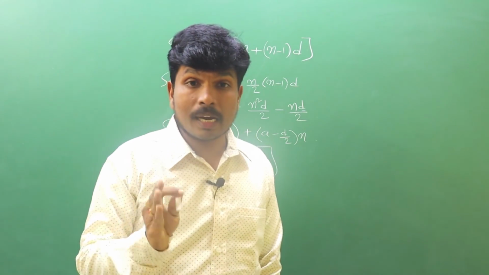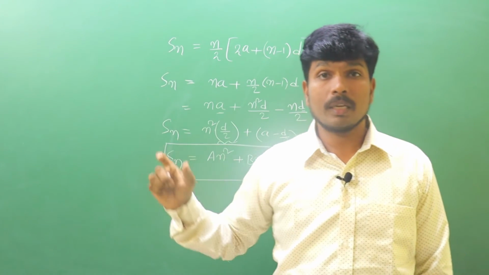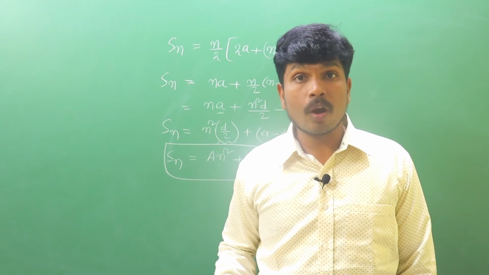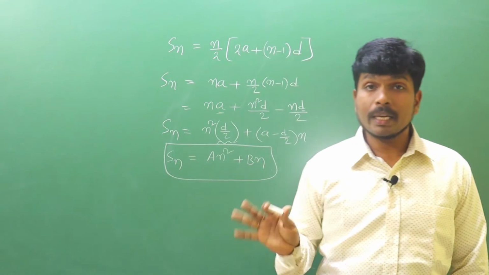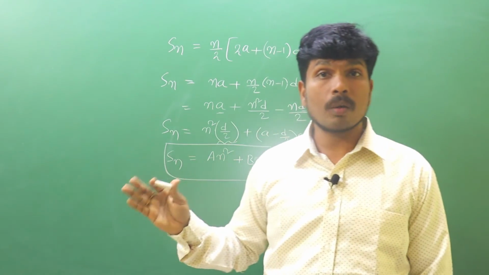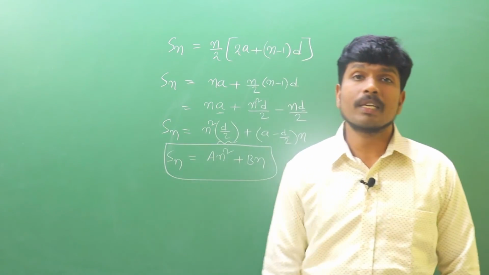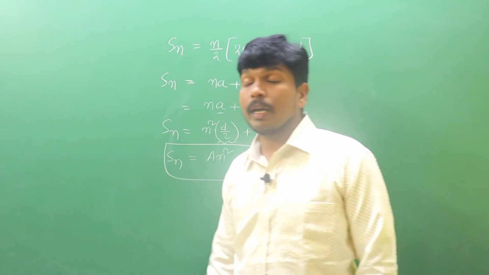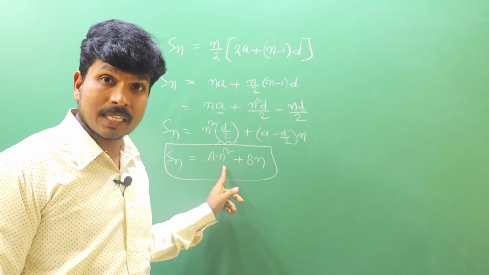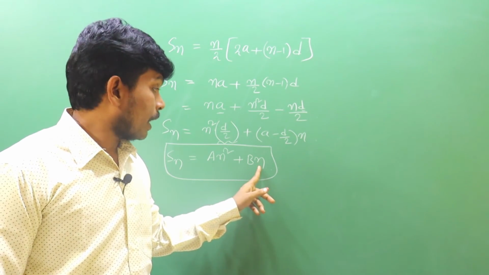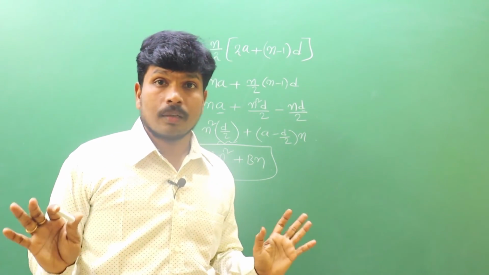What is it? The general term is a linear expression. Meaning, if the terms in the sequence are in the form of a linear expression, then it is an arithmetic sequence. If the sum of the terms in a sequence is a quadratic expression, definitely that sequence is also in AP. That quadratic polynomial must be in the form n square and n term only. And if a constant is there, then that need not be an AP.